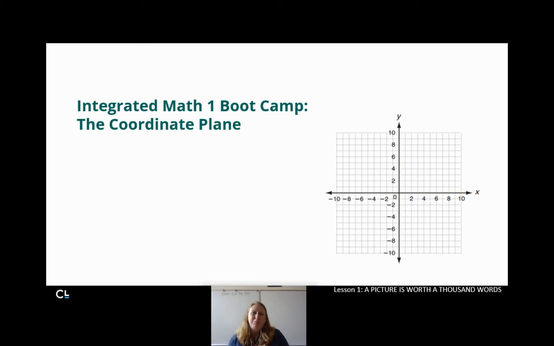You guys have dealt with the coordinate plane before. Again, nothing we're doing here is new, but it's good to refresh, good to have that in your memory because it's going to be coming back to us this year. So we want to make sure that we're solid.